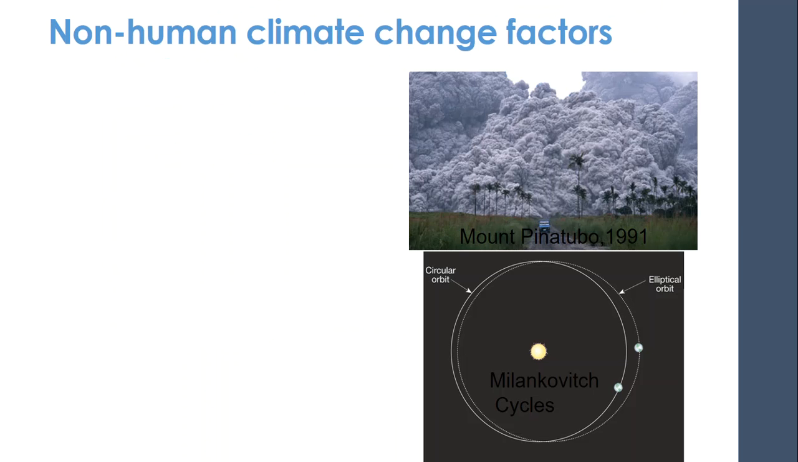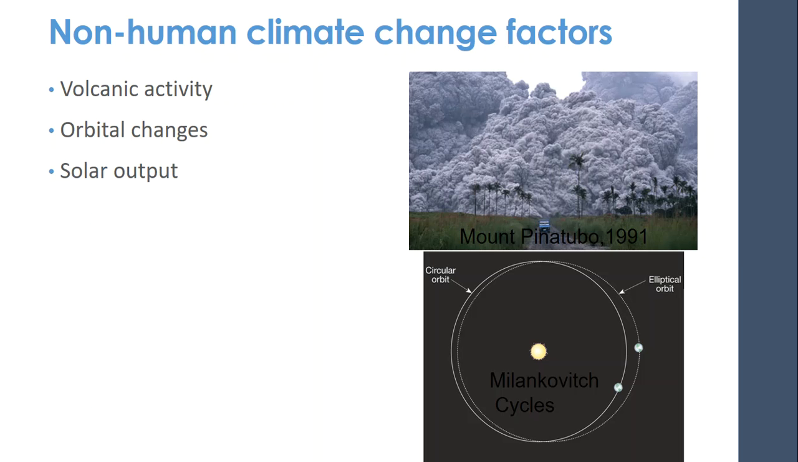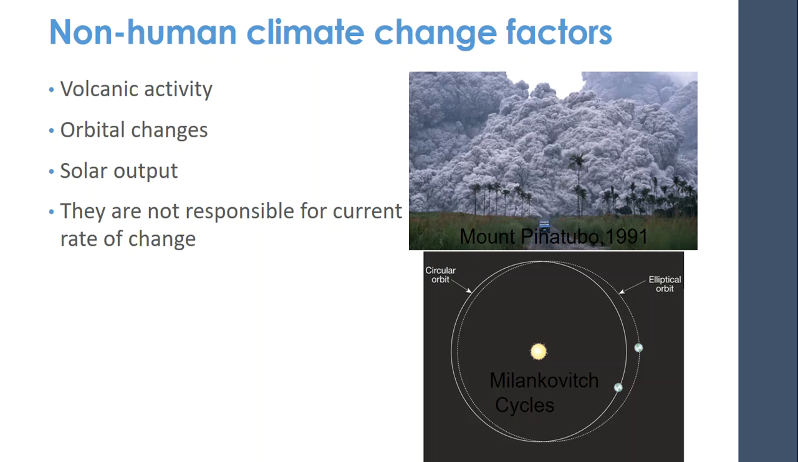There are a couple non-human climate change factors, things that can affect climate. The first one is volcanic activity. Large enough volcanic activity will have an actual cooling effect in a lot of places. It'll block out some of that sunlight. We have orbital changes that happen called Milankovitch cycles, where sometimes we are orbiting a little bit closer to the sun versus a little bit farther away. Also, the sun itself can have changes in solar output, solar flares that can affect us. But they are not responsible for the current rate of change.